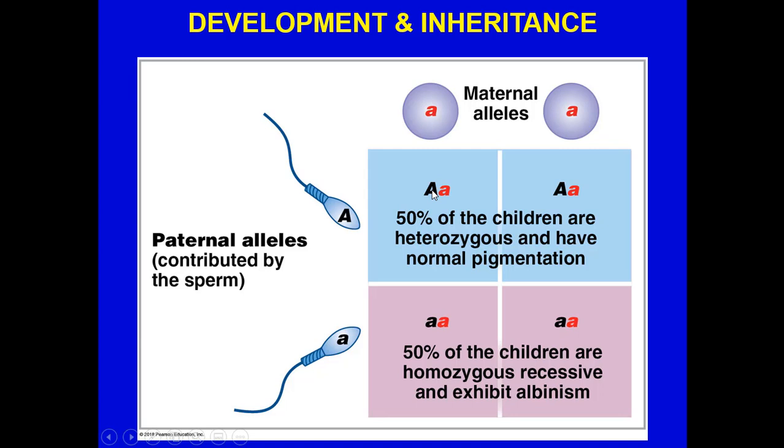The other situation here is you have 50% of the children, okay, so two out of four of the children, are homozygous recessive and exhibit albinism. If you're not familiar with albinism, basically albinos have no pigmentation in the skin, none in the eye, and so they are much more sensitive to sunlight, UV radiation damage. Okay.